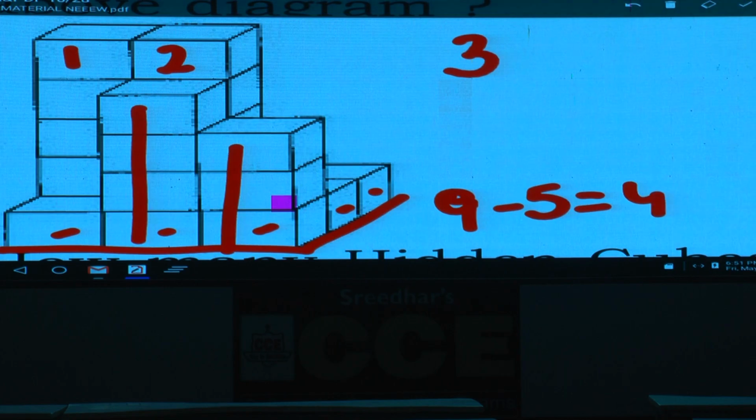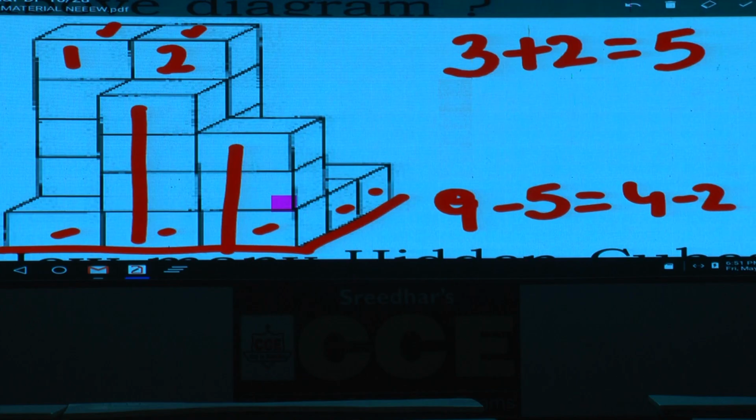4 were not seen. And among these 4, isn't it? 1 counted at this place, 1 counted at this place, and so 4 minus 2, isn't it? And so how many more were there? 3 plus 2, 5. Done with this? Now this is about 7, 5 is the answer.